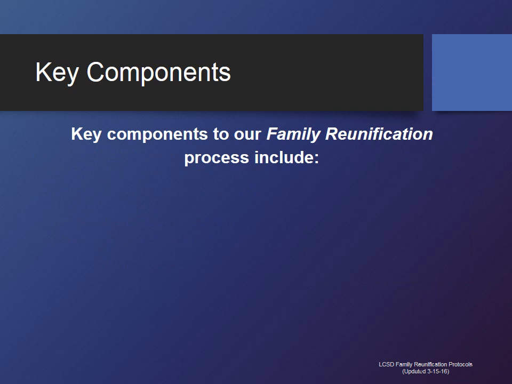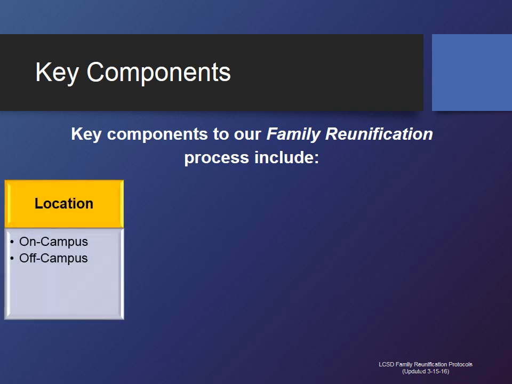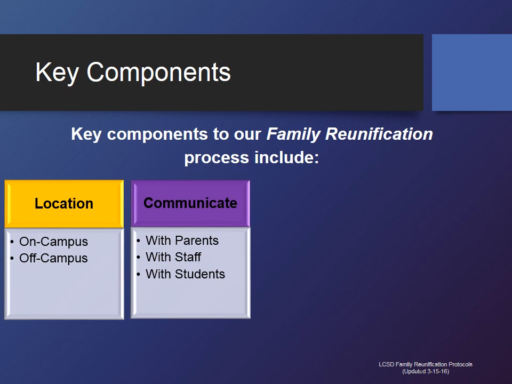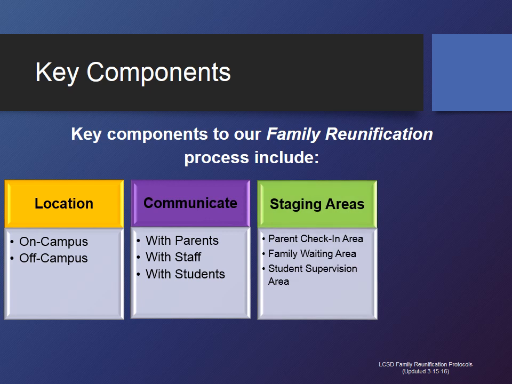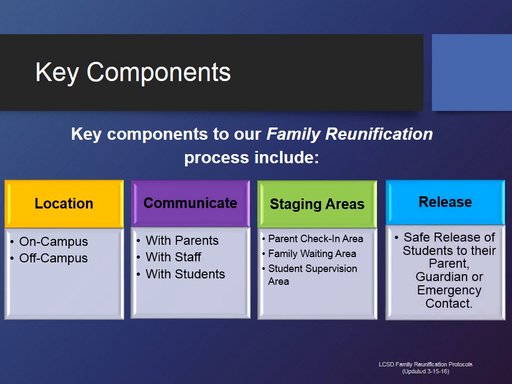Key components to our family reunification process include choosing a location early on in the crisis and deciding whether the reunification will take place on or off campus. Timely and consistent communications with parents, school staff, and students. Designating and managing 3 distinct staging areas: a parent check-in area, a family waiting area, and a student supervision area. And finally, the safe release of students to their parent, guardian, or designated emergency contact. Let's look at each of these in detail.